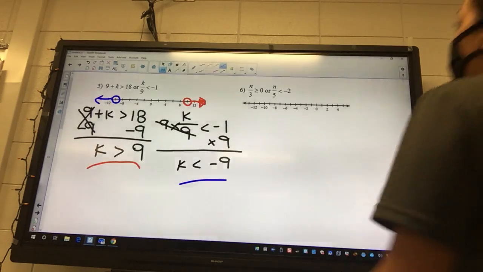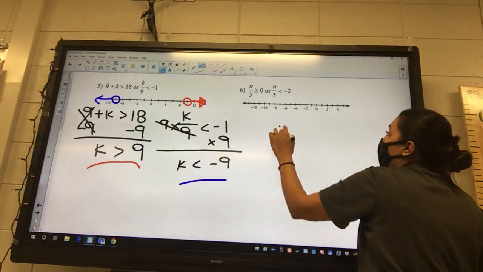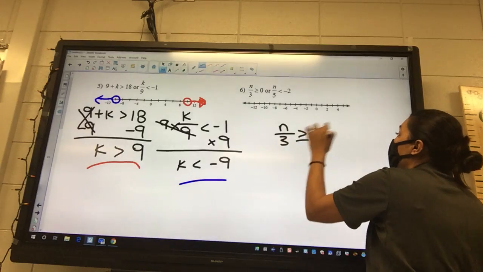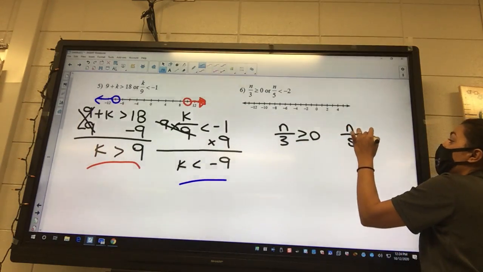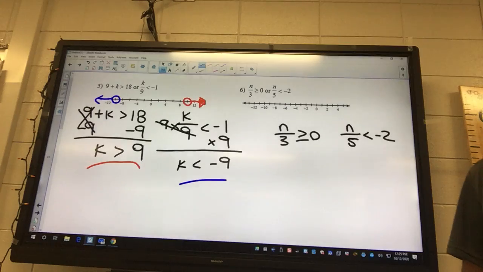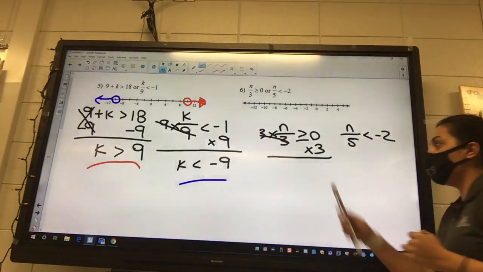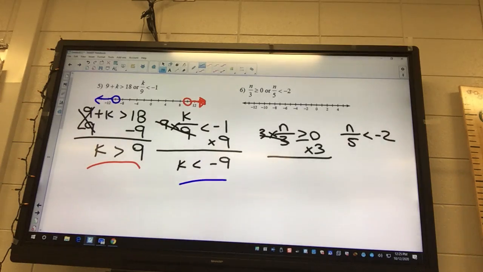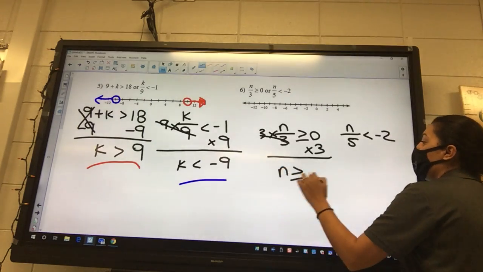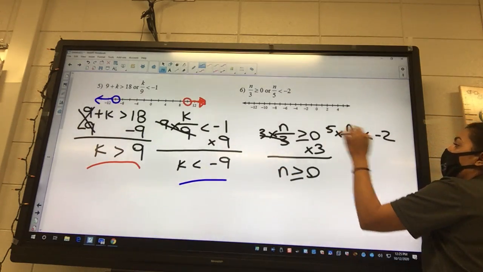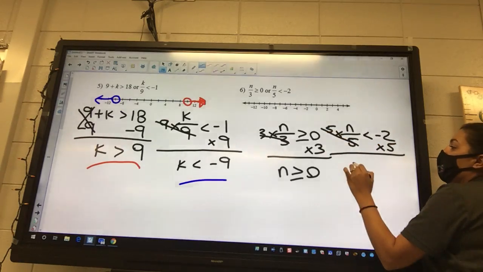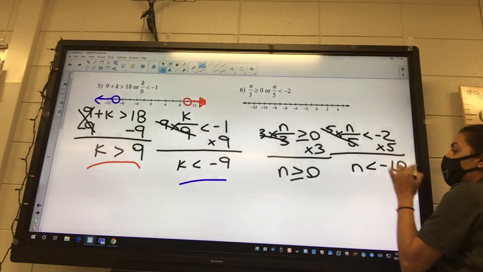Okay, let's look at 6. I got n over 3 greater than or equal to 0. N over 5 is less than negative 2. Okay, how do I move that 3? Because I'm trying to get n by itself. Times 3. This is how I know some of you guys don't use a calculator, because then you'll write my answer is 3, and it's really not. It's 0. So I got n greater than or equal to 0. And this one, we're going to multiply by 5 on both sides also. So I got n is less than or equal to negative 10.